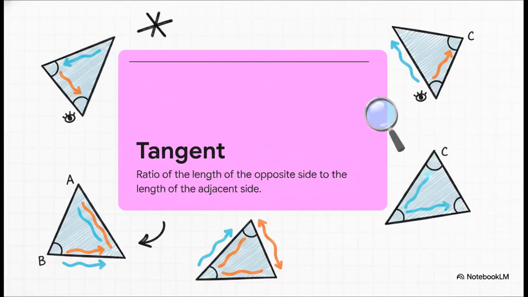And finally, we have tangent. Tangent is the ratio of the length of the side opposite the marked acute angle to the length of the side adjacent to it. Now, what makes tangent uniquely interesting compared to the other two is that it doesn't use the hypotenuse at all. None. It relies entirely on the two legs of the right triangle. And because of that, keeping our perspective firmly locked on our marked acute angle is more important than ever. We have to be absolutely sure we don't mix up those two legs.